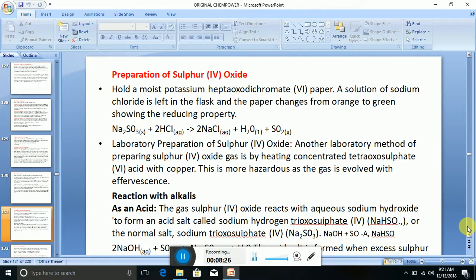Another laboratory method of preparing sulfur 4 oxide gas is by heating concentrated tetraoxosulfate 6 acid with copper. This is more hazardous as the gas is evolved with effervescence.